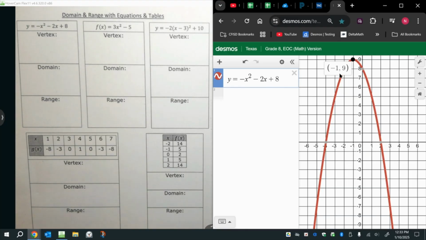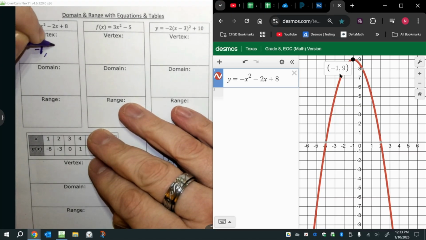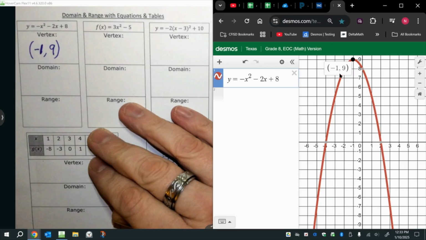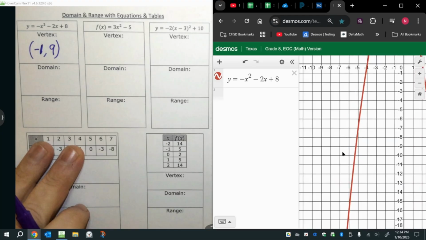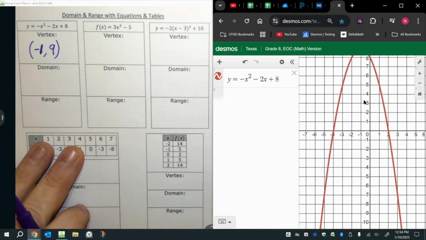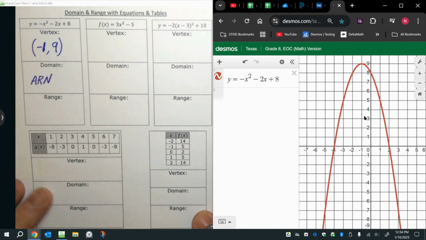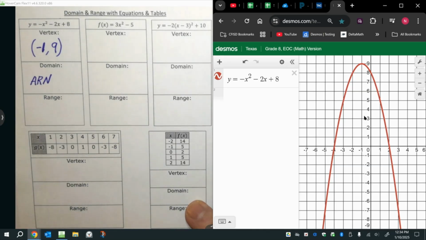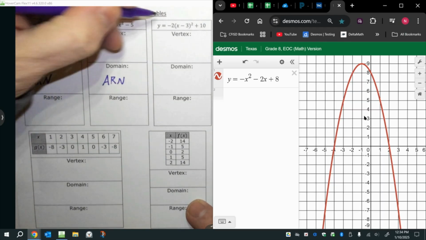tells us that the vertex is -1, 9. The domain is going to go left forever, because if I go down over here, it's going left, and if I go down over here, it's also going left. So this is going left and right forever. So the domain is all real numbers. If it doesn't have a story, then it's all real numbers for every domain.